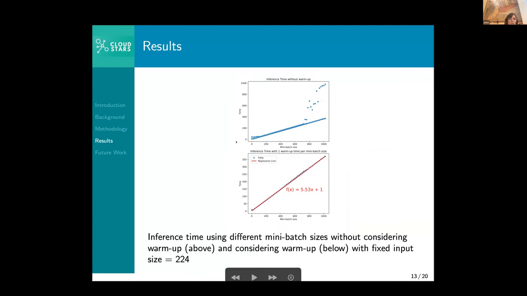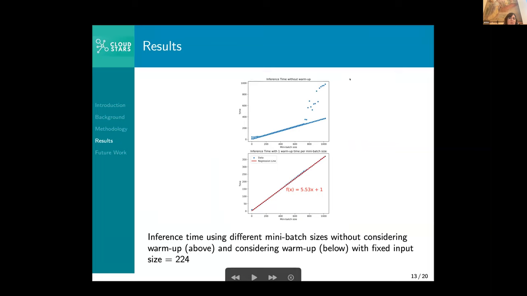Then we went for testing with higher minibatch sizes. Here you can see the inference time with different minibatch sizes, and we repeated the experiments for each minibatch size 10 times. You can see here there is almost a linear behavior disrupted at certain points, especially here. And we realized with this that these points correspond to the first attempt of measuring the time.